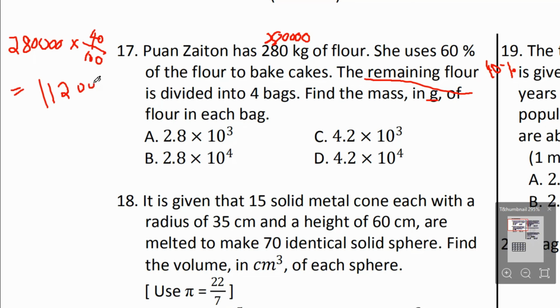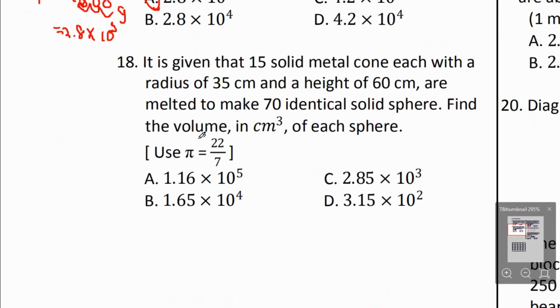000. This remaining flour is divided into 4 bags. So 112,000 be divided by 4. Then you have the answer 280 gram. Change it to standard form 1, 2, 3. So 2.8 times 10 to the power of 3. The answer is A.